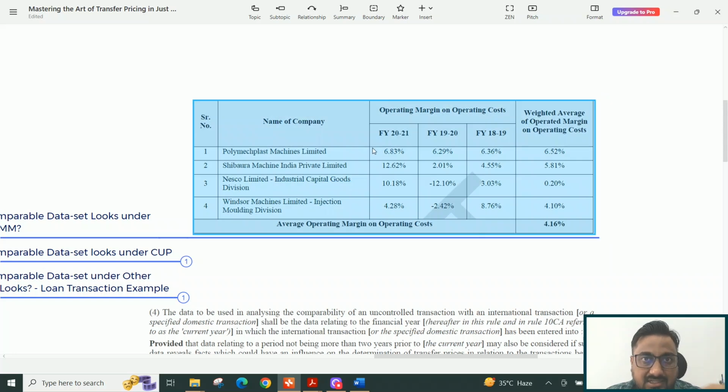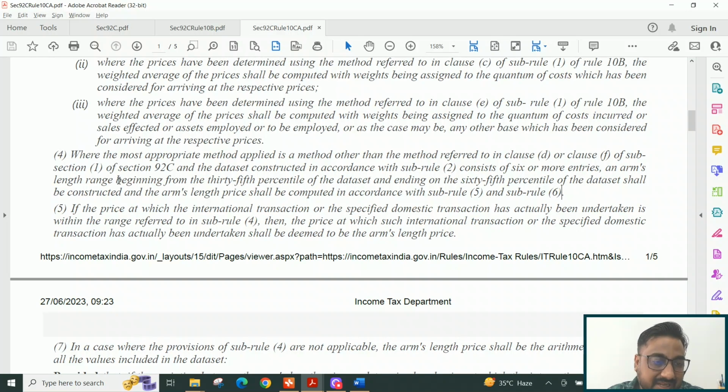If there were less than 6, then I computed the weighted average price of margin of these comparable companies, right? But if there are more than 6, then I have to arrive at an arm's length range, and that arm's length range will begin from the 35th percentile of the data set and end on the 65th percentile of the data set. So that is how the arm's length range needs to be derived.